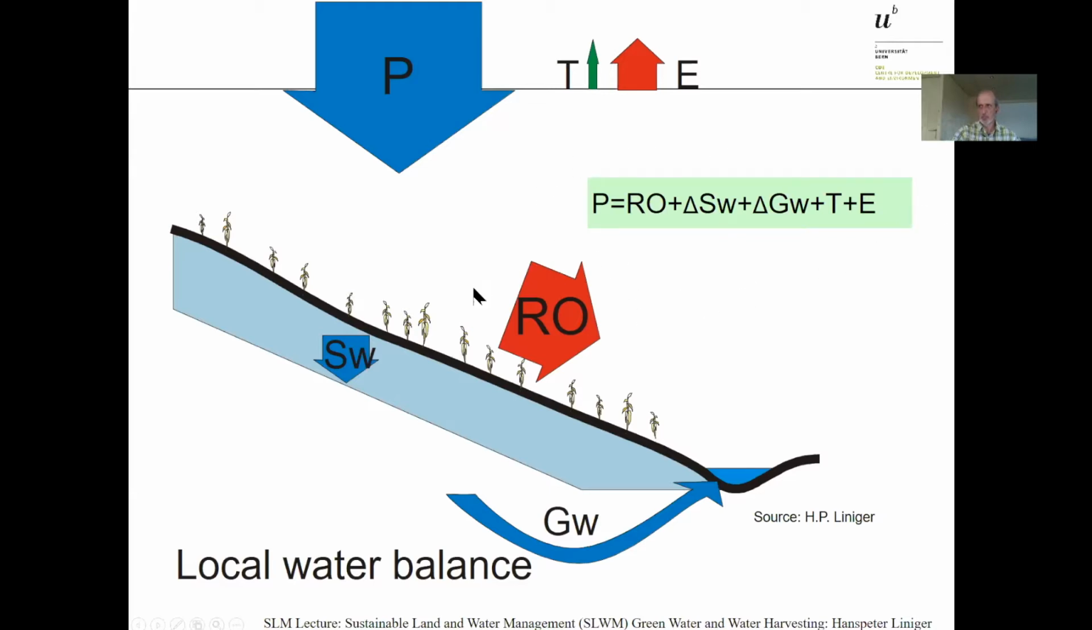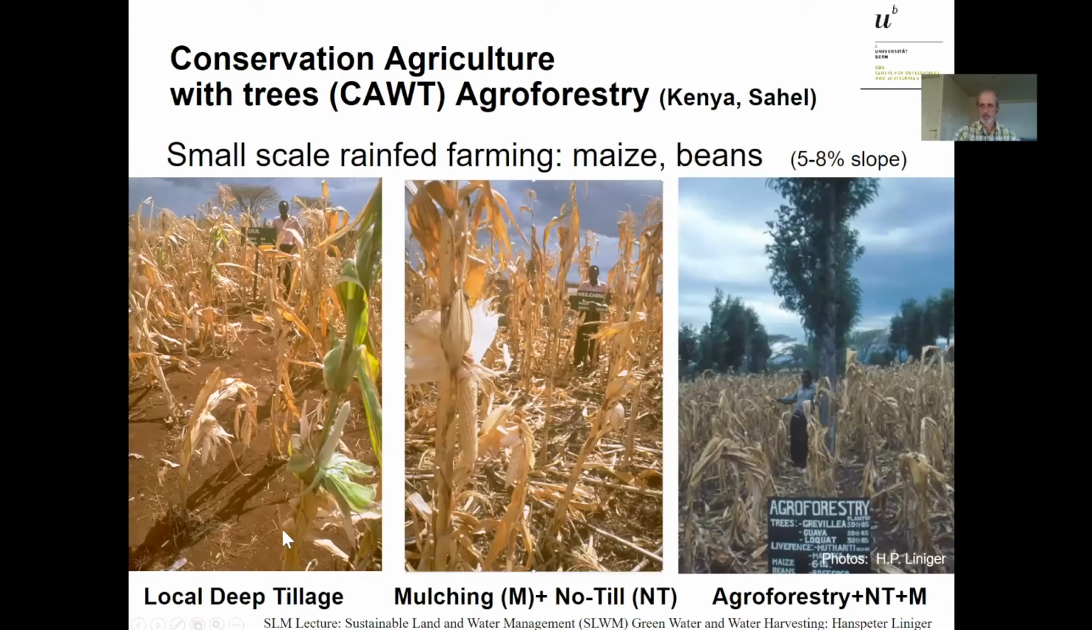Now let us focus a bit on the possible losses indicated in red. Runoff is one, and the other one is direct evaporation. How do we manage these two in order to optimize the rainfall water, rain-fed agriculture? Here examples. On the left-hand side, a local deep tillage, 25 centimeters tilt, no surface protection, no cover. You see the production here.